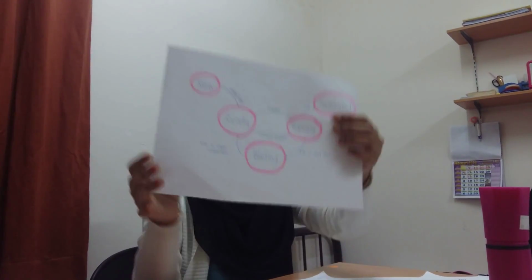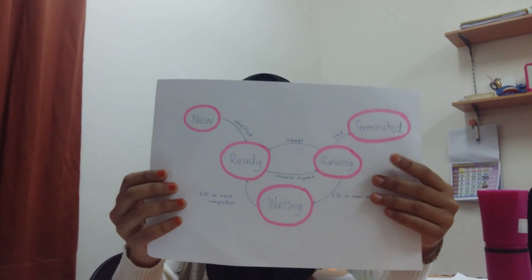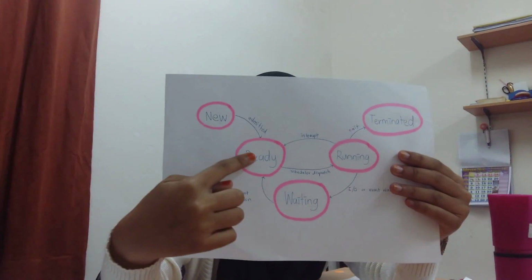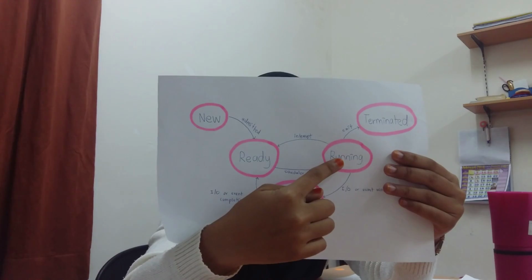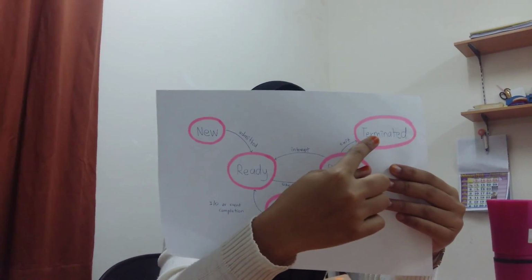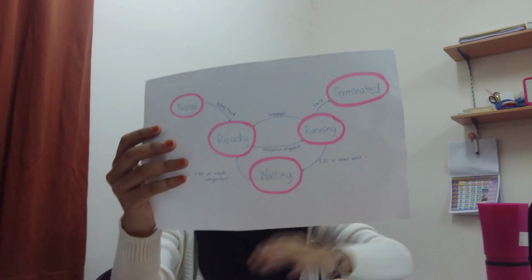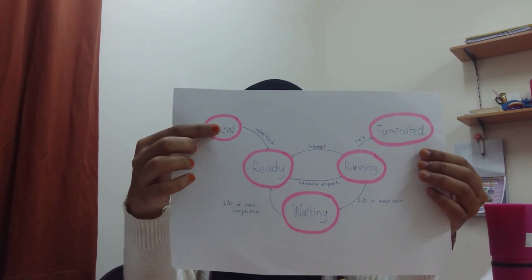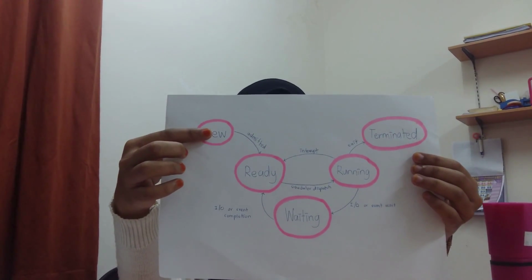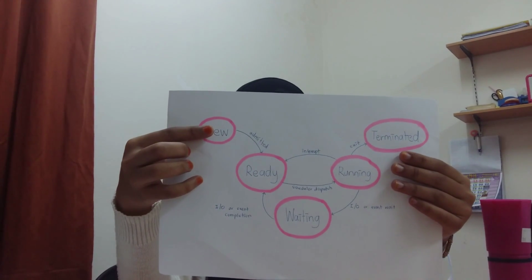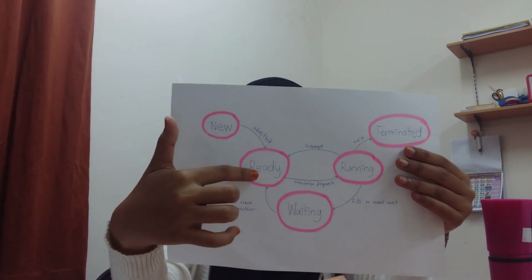Next, we move to process state. In process state, we have 5 states. The first one is new, the second one is ready, the third one is running state, the fourth one is waiting state, and the last one is terminated state. In new state, the process is being created after the user requested a job or program that needs to be executed. Then, after that, the process is admitted to ready state.